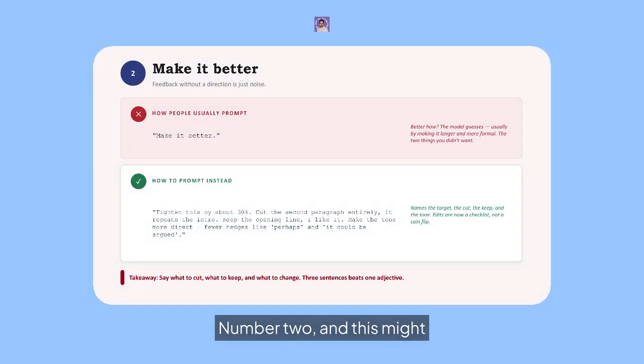Number 2. And this might be the most typed useless prompt on earth. Make it better. Better how? You know what you mean. The model doesn't. So it guesses. And it usually guesses by making the thing longer and more formal, which is almost always the exact 2 things you didn't want. Compare that to actual feedback.